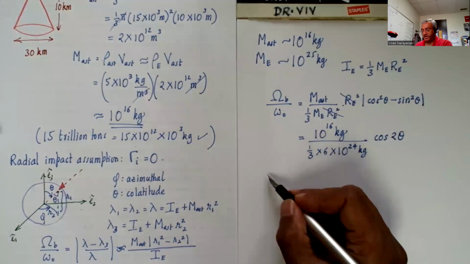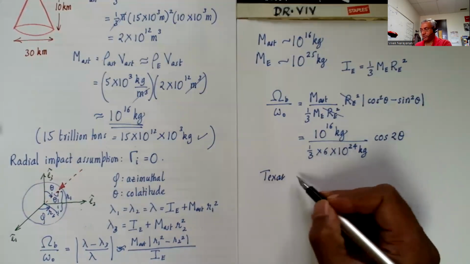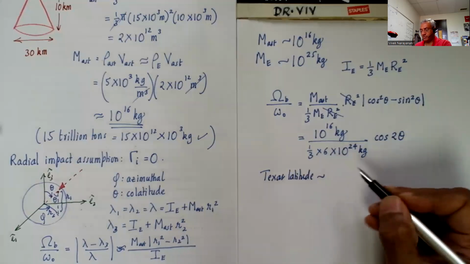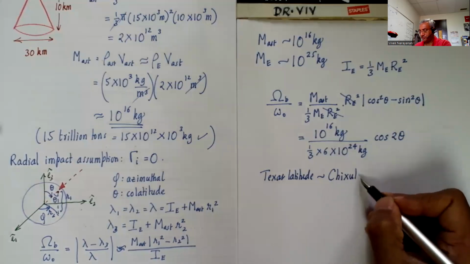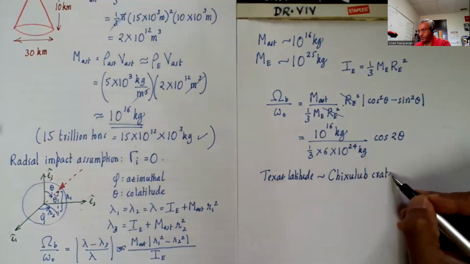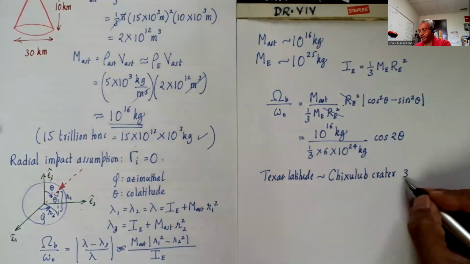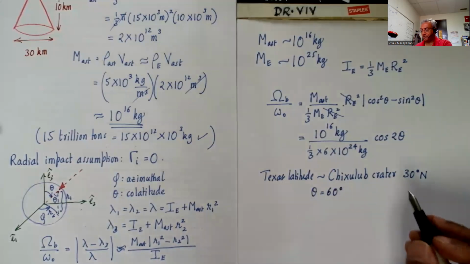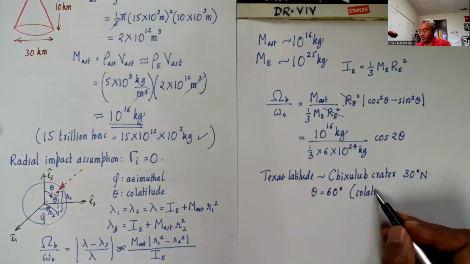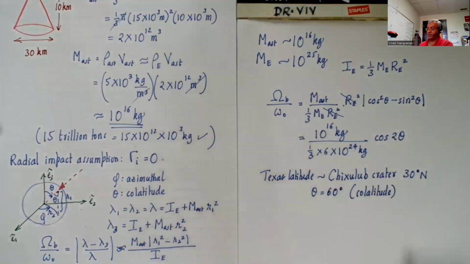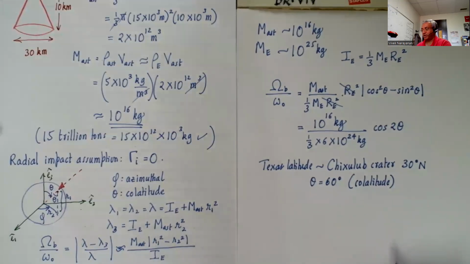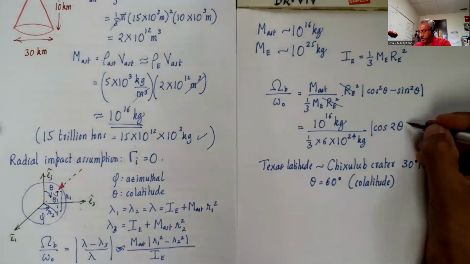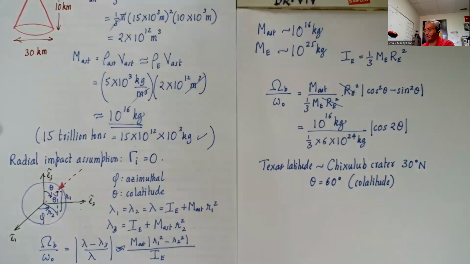Okay, the Texas latitude is approximately where the Chicxulub crater is. So Texas latitude is about 30 degrees north, I believe. So theta equals 60 degrees because it's a co-latitude. All right. Now we'll put these values in there. 2 times 60 is 120, so cosine will turn out to be negative. Better keep that absolute value sign there.